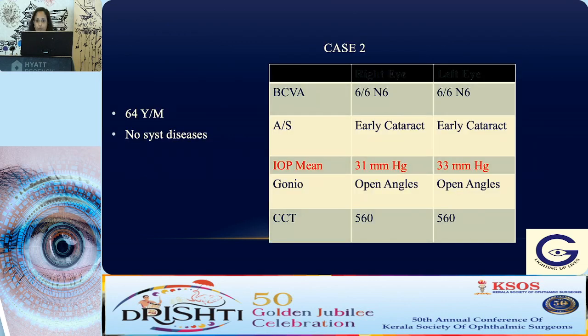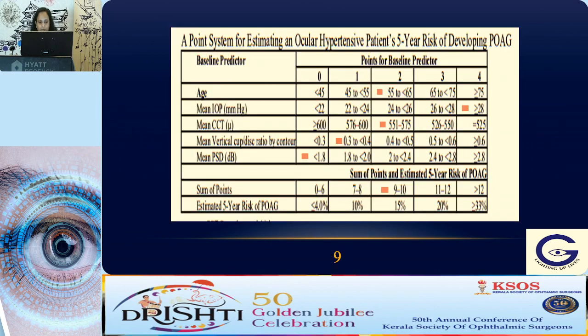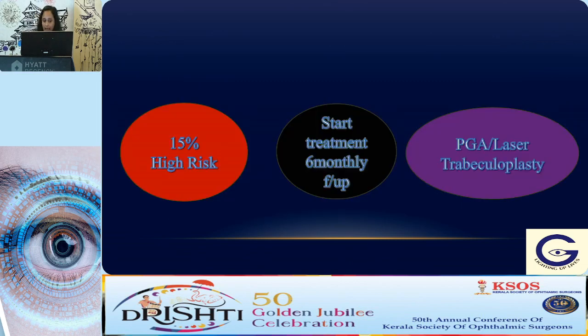In case 2, everything is the same as in case 1, except the mean IOP has increased to 31 and 33 millimeters of mercury. So when you consider the sum of the points, it comes as 9. That means the estimated risk is 15%. Only the intraocular pressure has risen, everything else is the same. So this is a high risk category, and you have to start treatment with a 6-monthly follow-up, and you can choose whichever drug you want.